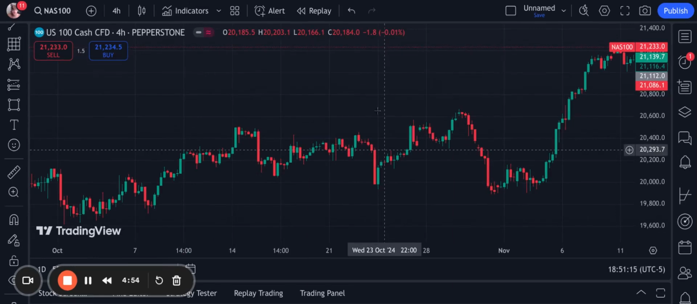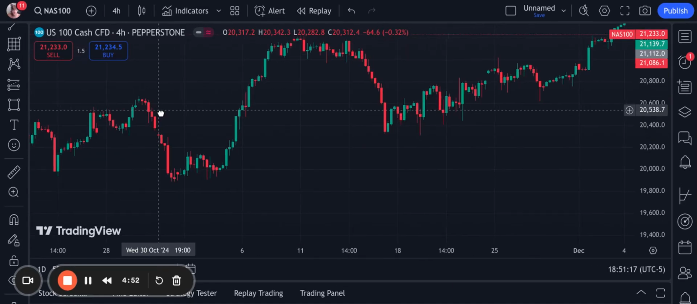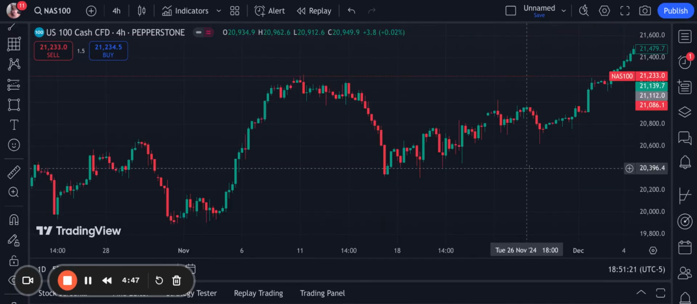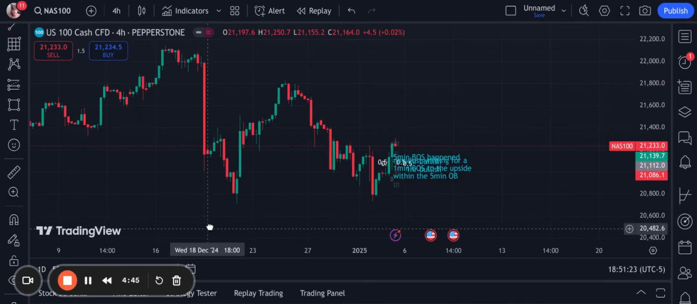It's been a while since I've last done one of these, but anyways, this is how I made $189 on my funded account for today.